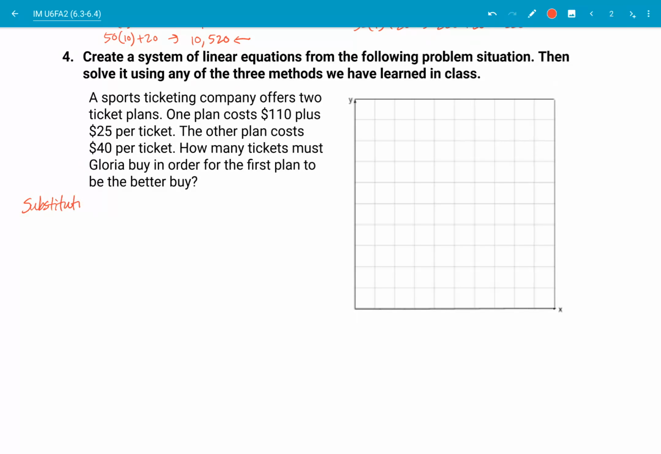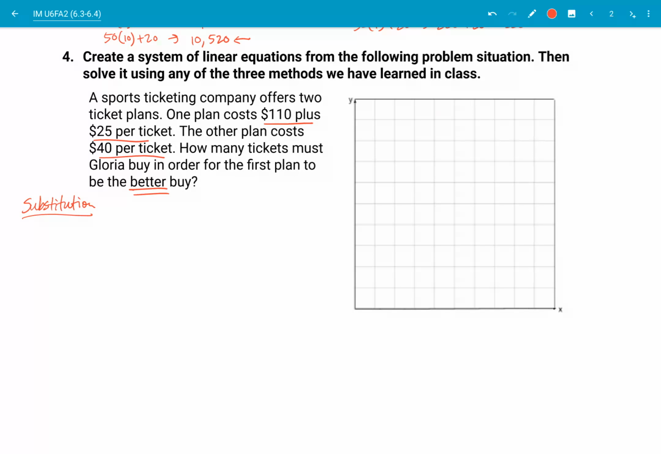So if we were going to solve this using substitution, first we would read the problem. Sports ticketing company offers 2 ticket plans. One plan costs $110 plus $25 per ticket, and the other plan costs $40 per ticket. How many tickets must Gloria buy in order for the first plan to be the better buy? So now we annotate. Looks like that is important, and that's important, and we want to know which one is the better buy. Okay, so now we formulate it.